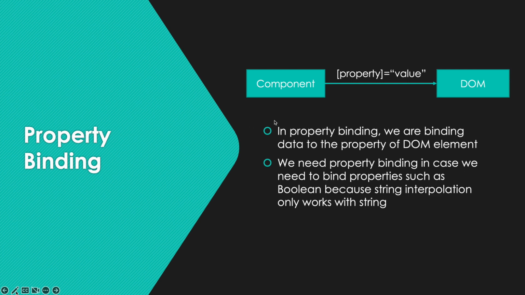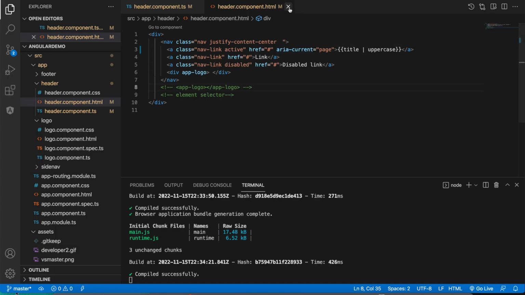Next is property binding. In property binding, we are binding the data to a property. For example, we have properties like image source, height property, and width property for an image. We can bind those property values in the TypeScript and send them to the HTML. We need property binding in case we need to bind properties such as booleans, because string interpolation only works with strings. Let's see an example using property binding.